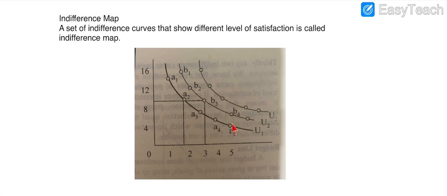But the points on different indifference curves show different levels of satisfaction. For example, the points on U2 have greater satisfaction than U1, and the points on U3 have the greatest satisfaction, greater than U1 and U2. And these three curves actually show the map of indifference curves.